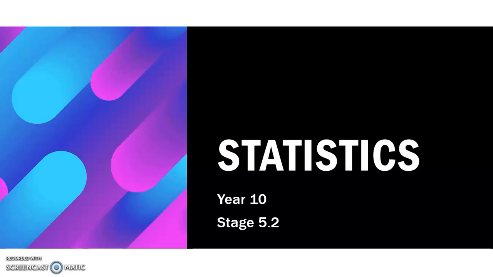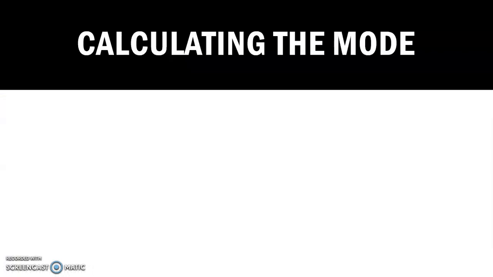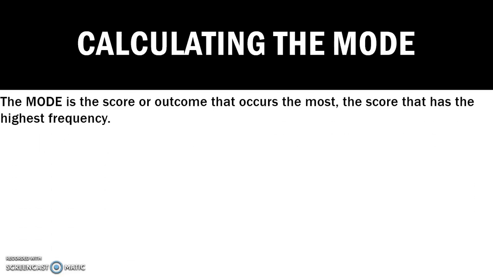Hi Year 10, what we are looking at the moment is the topic of statistics, and we are currently reviewing statistics. We're going to first look at how to calculate the mode. So the mode is the score or outcome that occurs the most, the score that has the highest frequency. Let's look at some examples.